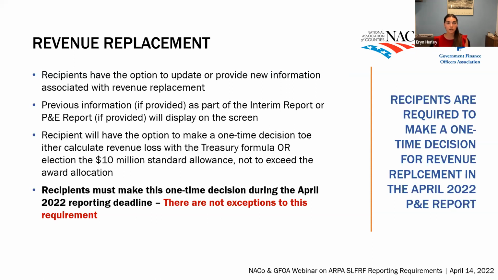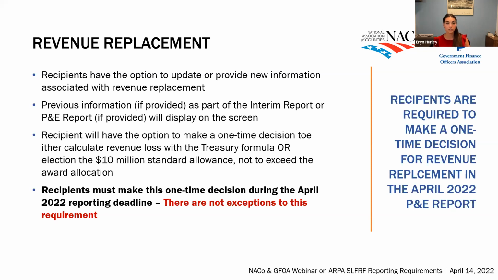So now, breaking down what this means. Many of you filled out your interim report. For the larger entities, you filled out your project and expenditure report at the end of January. Whatever information you provided in either report will be automatically included in the fields in the revenue replacement field. So you have the option, of course, to update that information now.